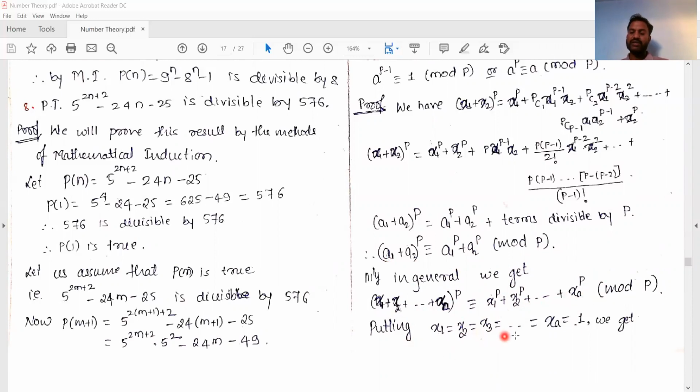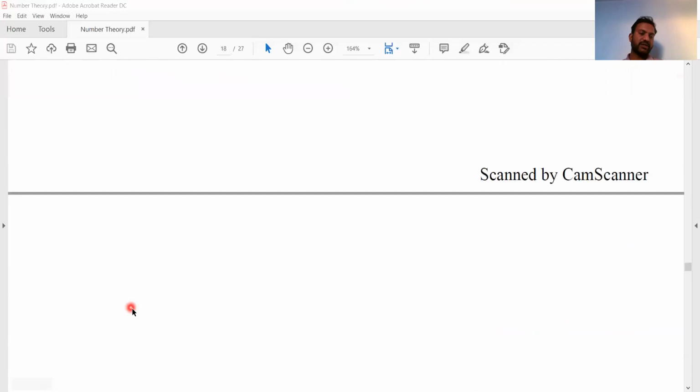Putting x1, x2, x3 and so on up to xa equal to 1, each term is put as 1 itself. How many times have you added these terms? 1, 2, 3 and so on up to a times, so 1 plus 1 plus 1 up to a times. So what are we getting on the left side? a raised to p. On the right side, 1 raised to p is 1, and again 1, 1, 1 up to a times. So we get a, since 1 plus 1 plus 1 a times is a. Thus a raised to p is congruent to a mod p. That is our required result.